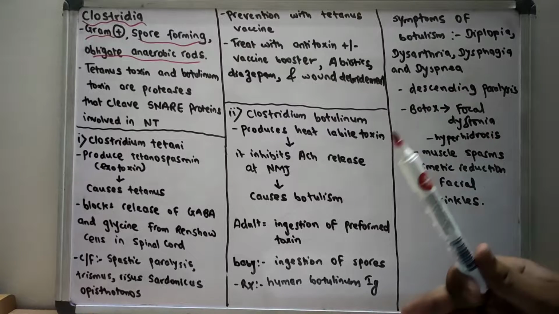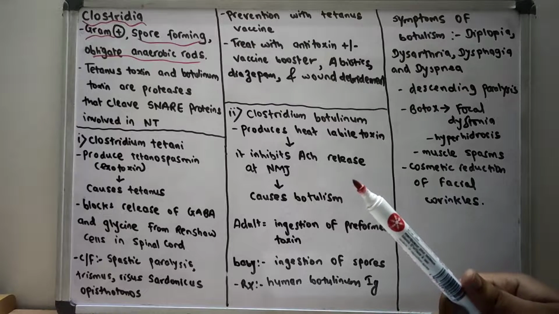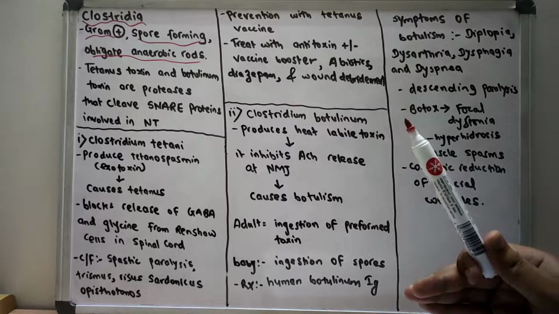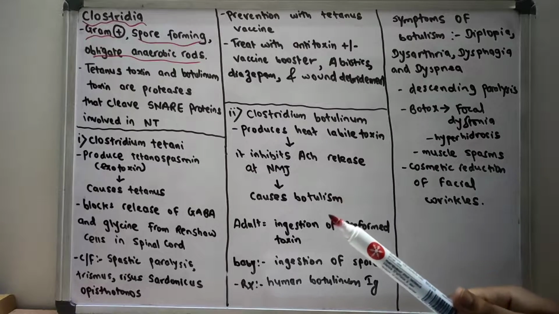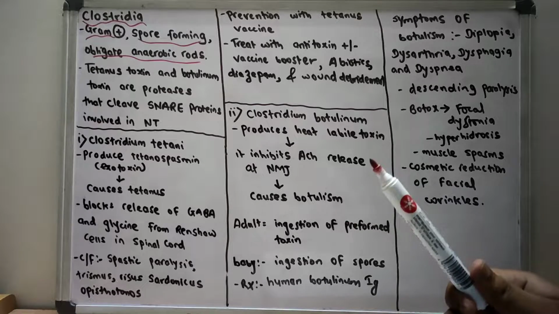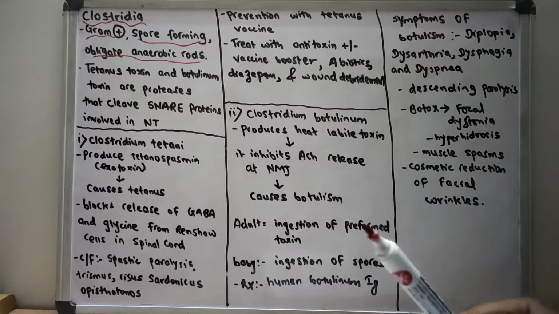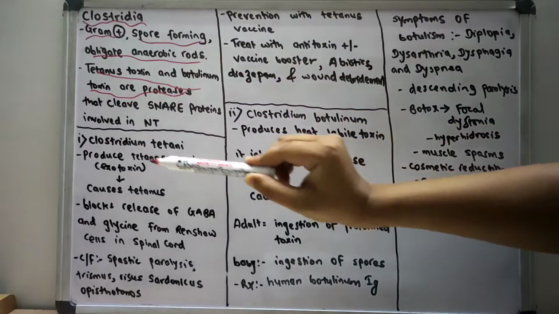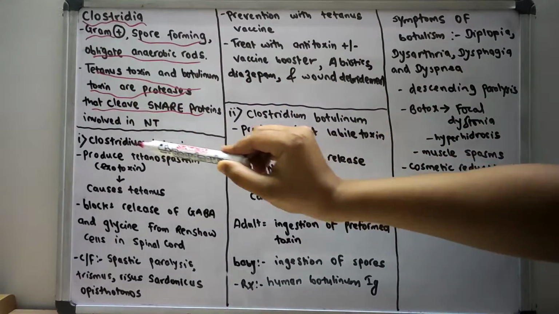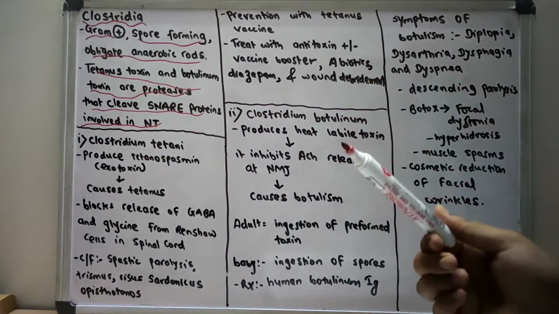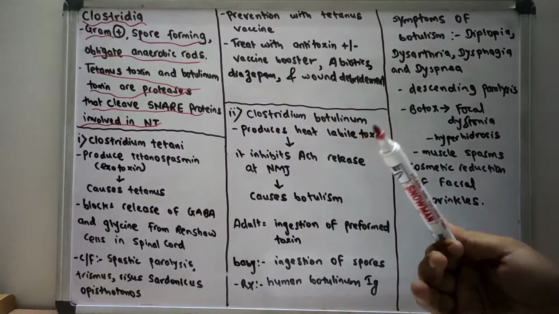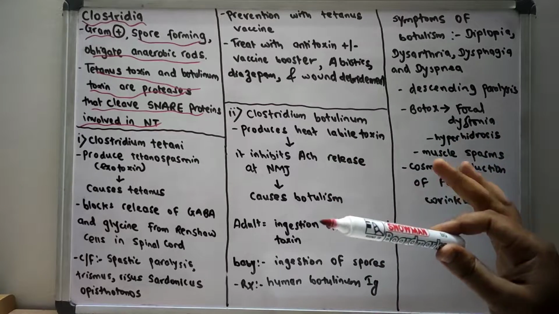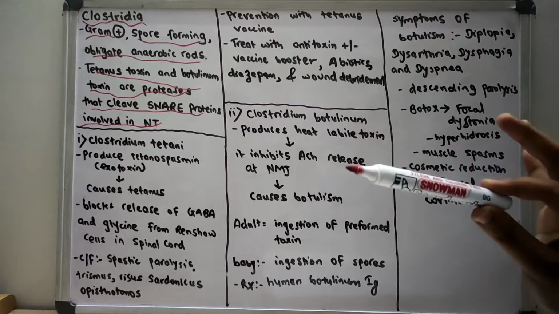Clostridium tetani produces tetanus toxin, whereas Clostridium botulinum produces botulinum toxin. And these are two important toxins that we are going to discuss in this video also. The tetanus toxin and the botulinum toxin both are proteases, and they cleave the SNARE proteins that are involved in the neurotransmitter release. SNARE means soluble NSF attachment protein receptor.